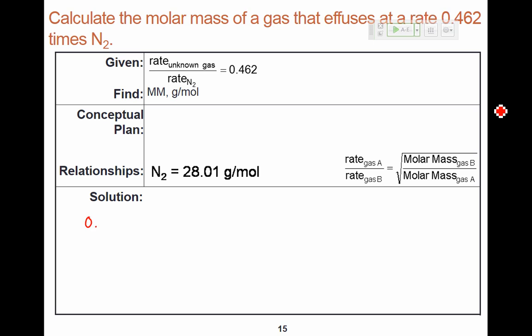So we know 0.462, which is our ratio, is equal to the square root. Don't forget that square root is important. Of our molar mass of N2 over our molar mass of our unknown. So I'm going to put that as X because I don't know what it is. So N2 is 28.01 grams per mole. And we don't know what X is, but that's what we're looking for. So we can solve for X.